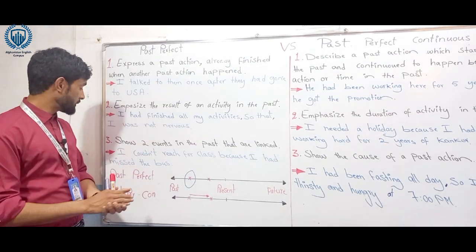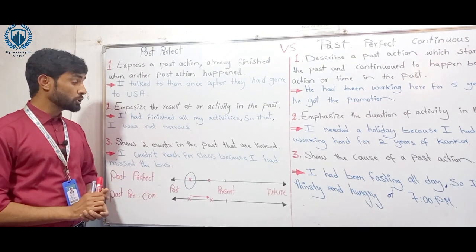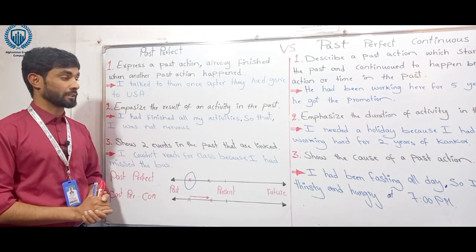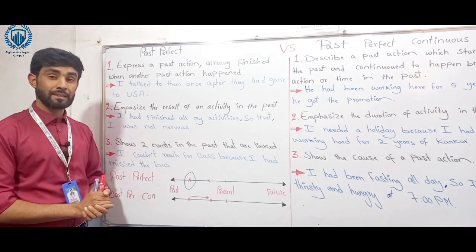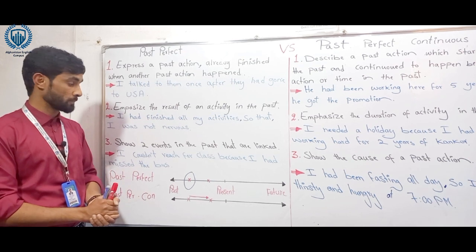Now come to the third usage. Past perfect in the third usage shows two events in the past that are linked, that are connected. And past perfect continuous shows the cause or the reason of a past action.